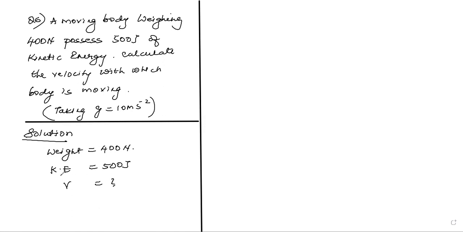Children, many of the children will jump. Kinetic energy is half mv square. Kinetic energy is known, but m is not known, and I want to find v. If m is not known, how will I find v? So why have they given the weight? Weight is M into G.